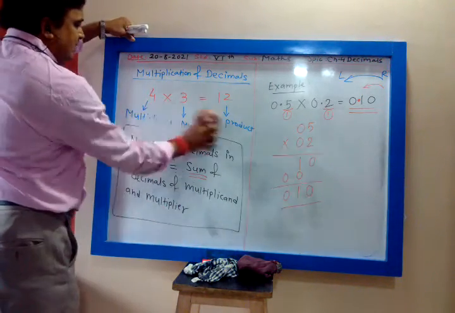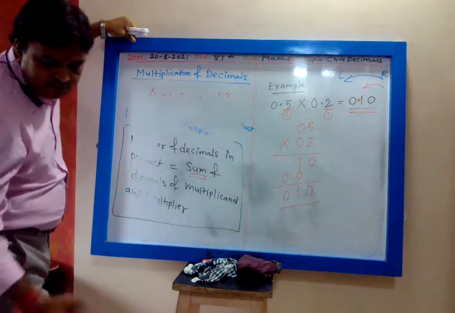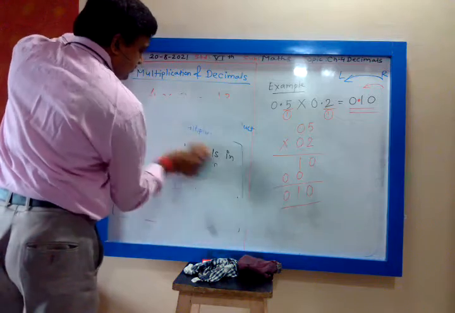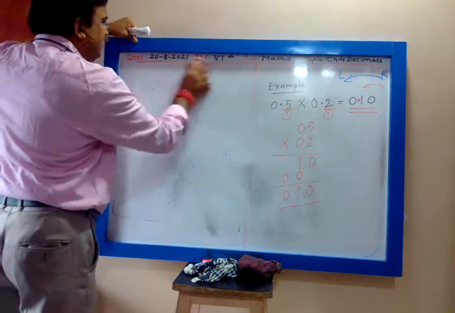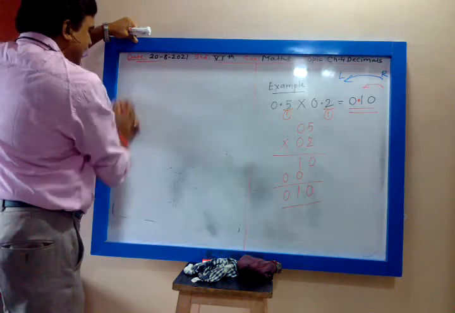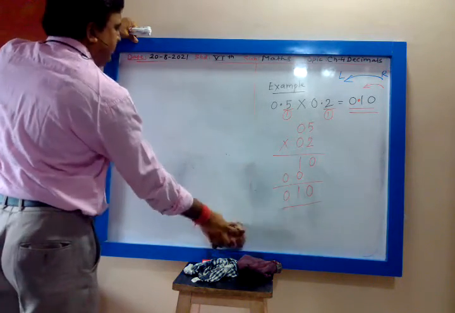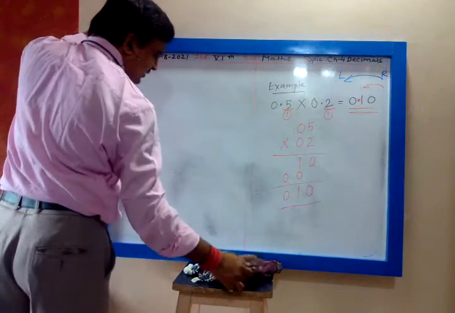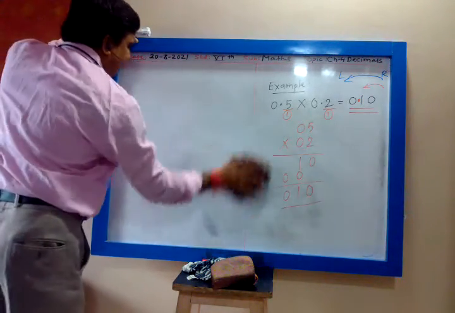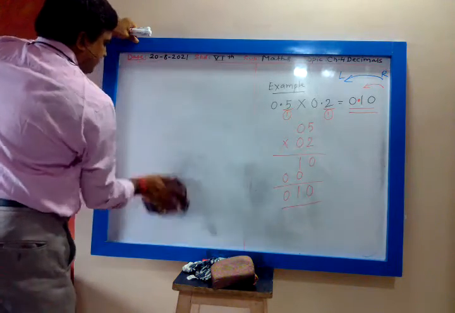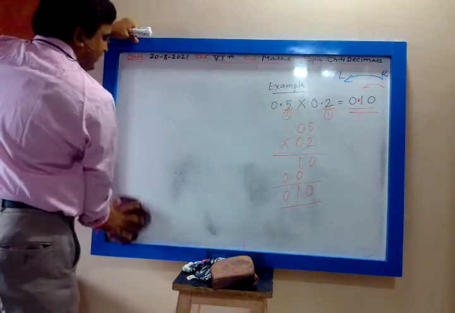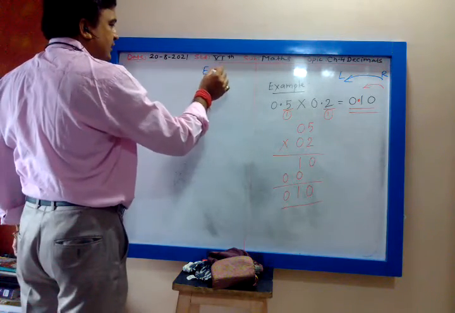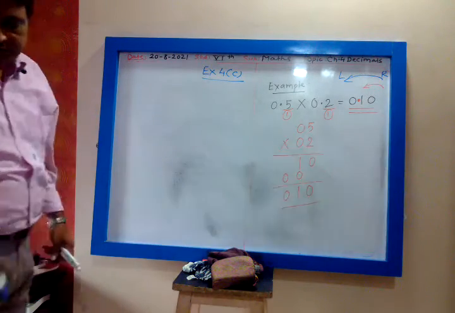Okay, let us see our exercise based on this. That is 4C. All are multiplication. While multiplication, we neglect the decimal and multiply, and in the product, we place the decimal. So the number of decimals in the product is what we see in Exercise 4C. Okay. Now let us solve.